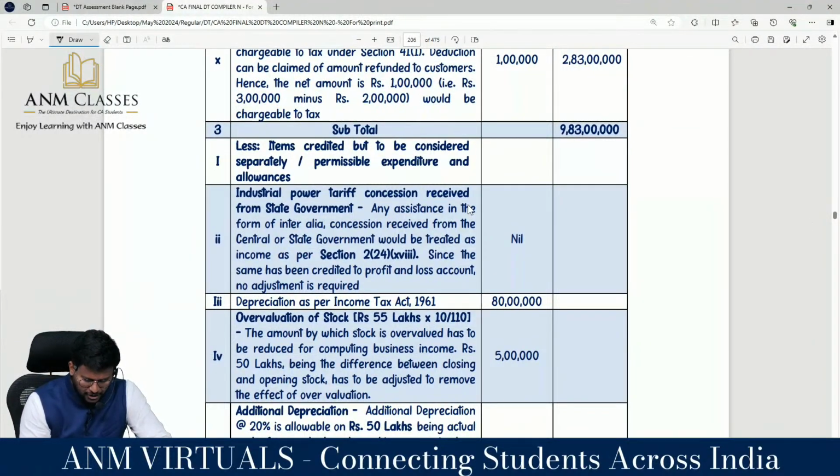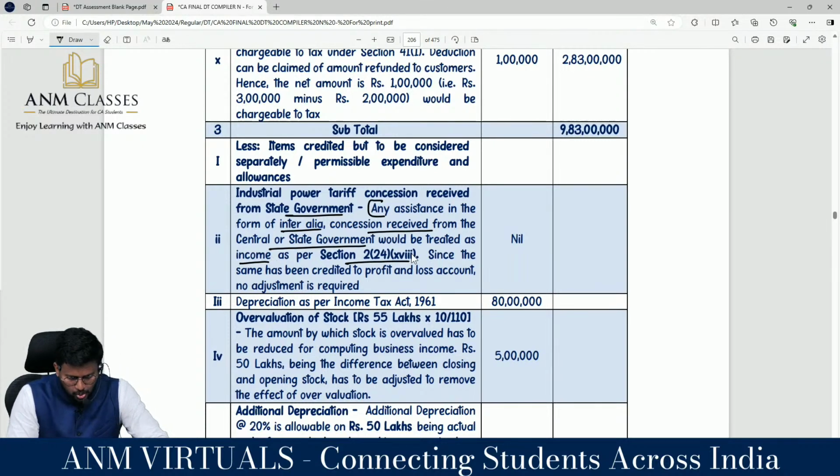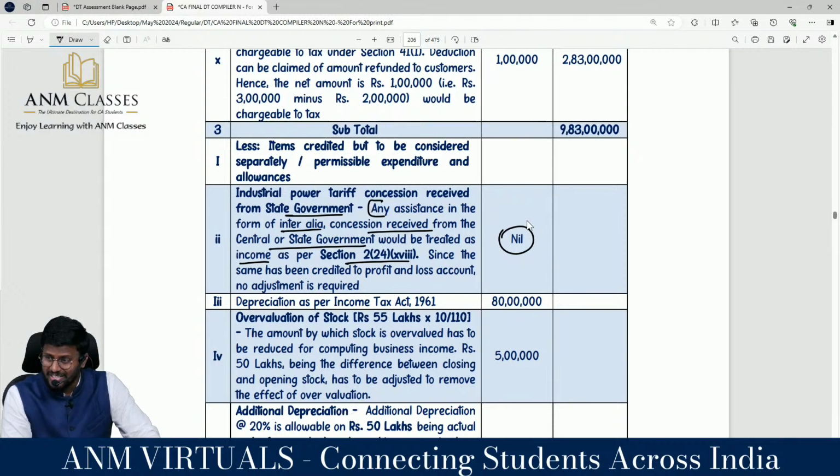Industrial power tariff concession received from any government. Any assistance in the form of concession received from central or any government would be treated as income as per section 2(24) clause 18. Correct? Since the same has been credited to P&L, no adjustment is required. So any grant you are getting from central government or state government, as per Income Tax Act, has to be treated as income.